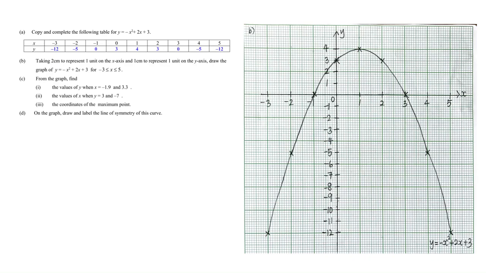Hello everyone, welcome to this video where we will focus on part C of this question. So for the first part, find the values of y when x equals 1.9. So for this question, let's start to zoom in, okay?